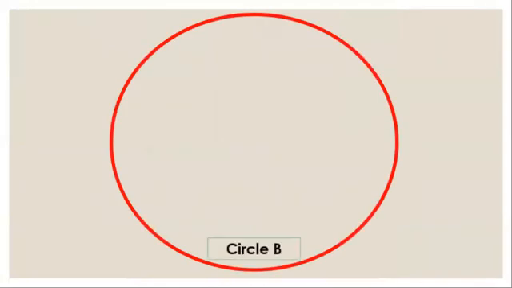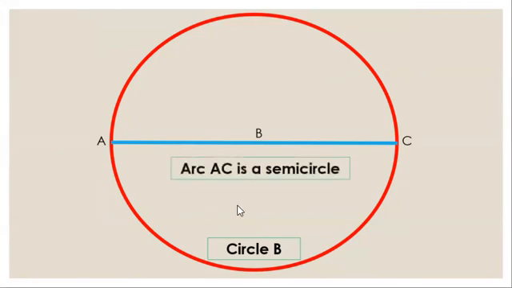Then for our illustration, we're using the same circle, circle B. And then this one is a diameter. So how do we say that it is a diameter? Because it is a segment, its endpoints A and C are on the circle, and it passes through our center, which is B. So again, any line that passes through our center is a diameter of the given circle. And we can say here that arc AC is a semicircle.